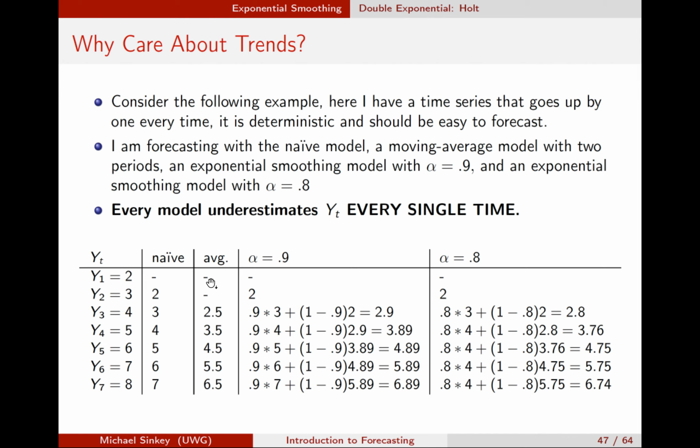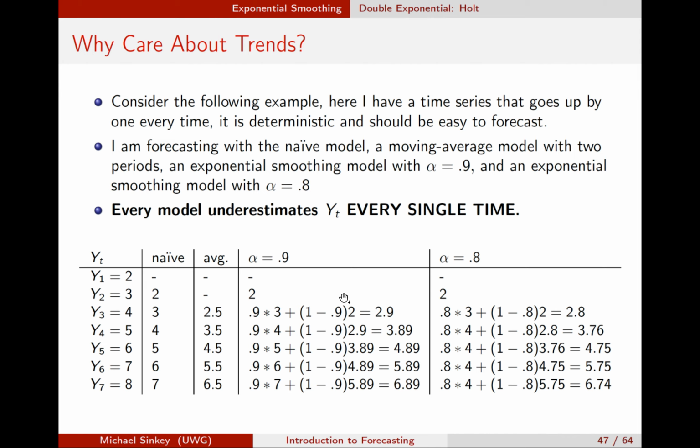So I can't make a forecast for period 1, that's out. I can't make a forecast for period 2, that's out. Then my forecast for period 3 is the average of 2 and 3, which is 2.5. So I should be predicting 4, and instead the prediction is 2.5. Well, let's see if we try the smoothing model. Maybe alpha equal 0.9. 0.9 times 3, that's the previous data point, is 2.7. 1 minus 0.9, which is 0.1, times 2 is 2.9. I missed by 1.1. So the naive is actually closer than both the moving average and the exponential smoothing.